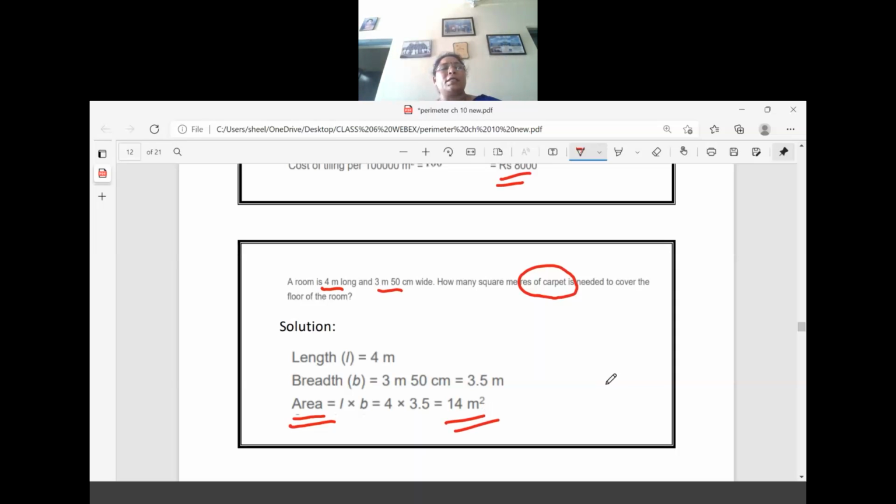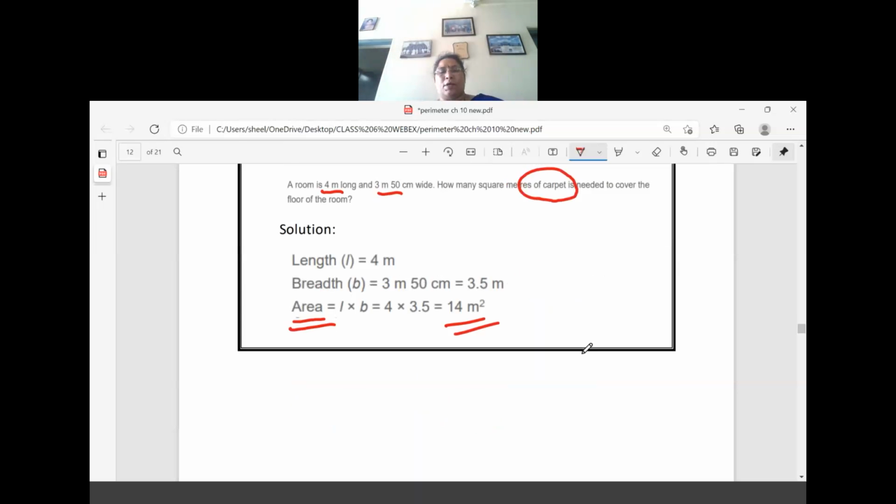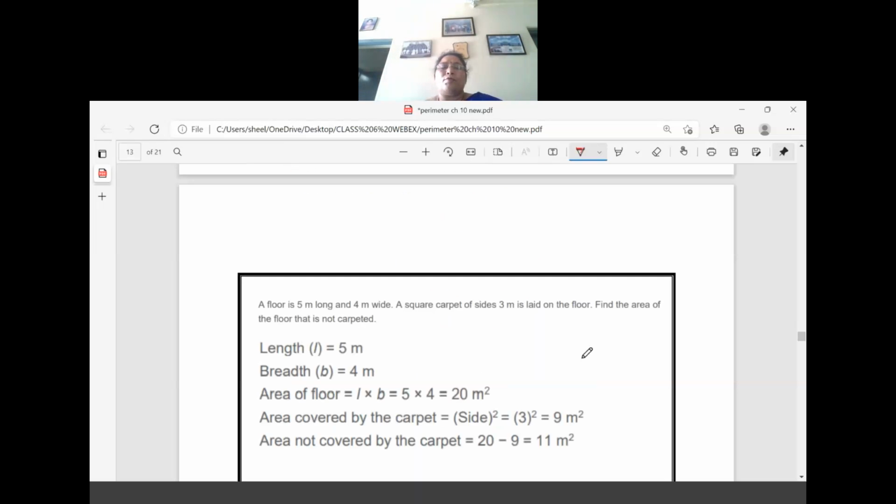So in these two cases, we have seen that for tiling as well as carpeting, we are working with the area, in the inside portion only. So here we go for area only. Next question. A floor is 5 meters long and 4 meters wide. A square carpet of side 3 meters is laid on the floor. Find the area of the floor that is not carpeted.